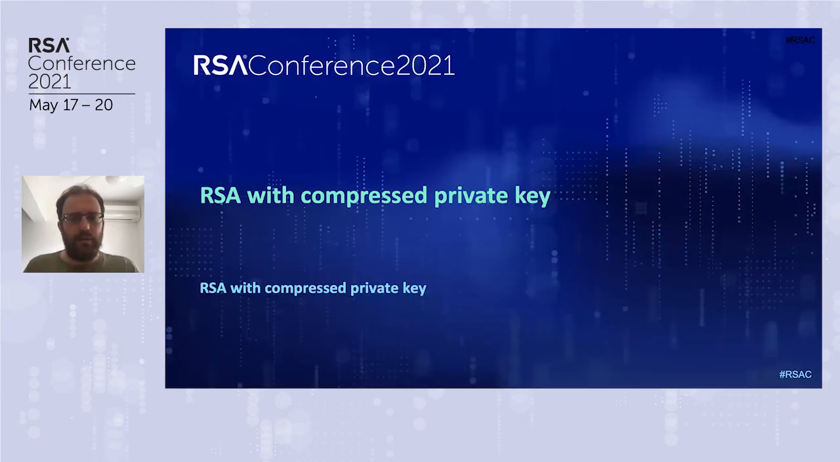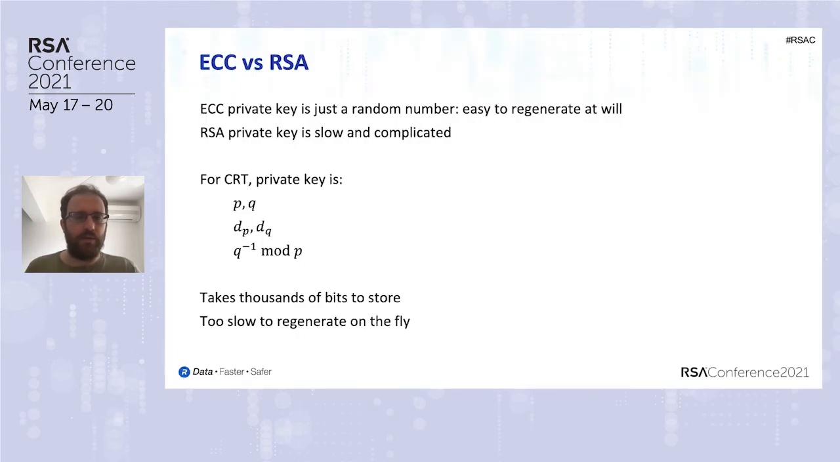So finally, we can combine these two techniques to do RSA with compressed private keys. So what's compressed private keys about? So if you imagine the trade-off between ECC and RSA on an embedded device, well, you should be using ECC because it has a number of advantages. But one of them is that the private key is just a small random number. So it's easy to generate and easy to store. Whereas the RSA private key is a much larger structure and it's very slow to generate.